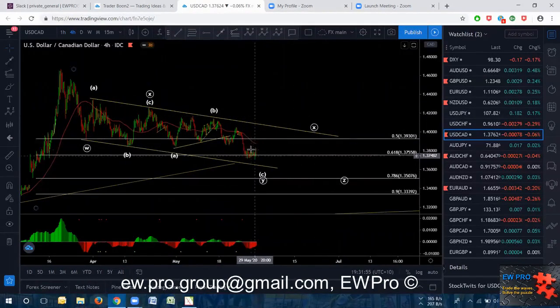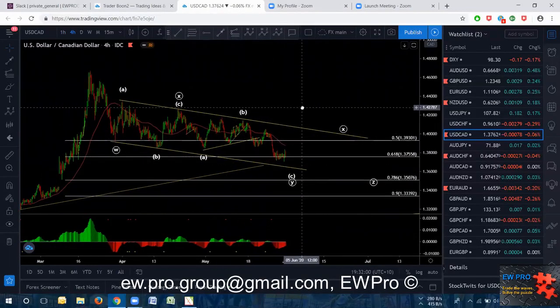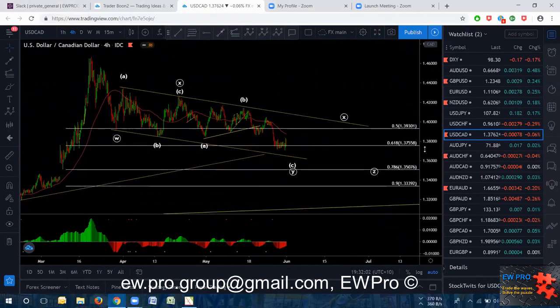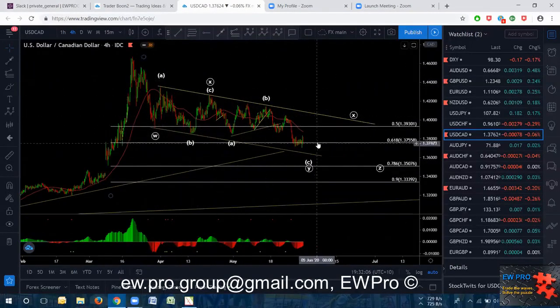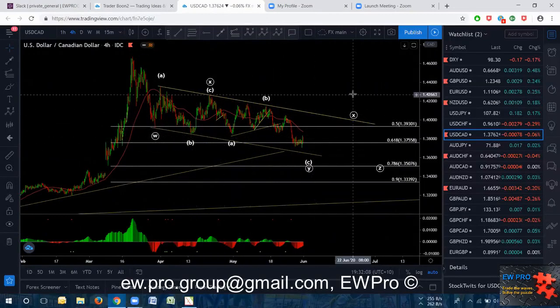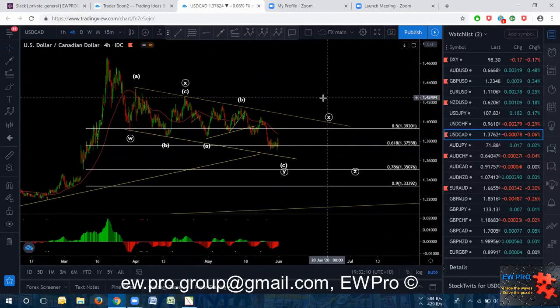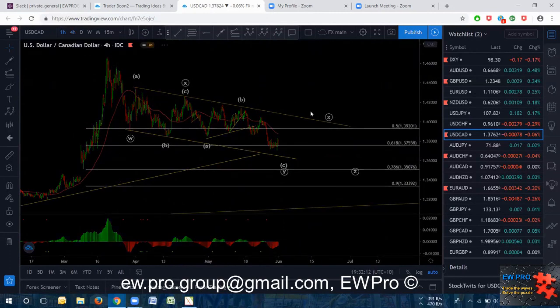Now, this one here, this C wave down in here may not be over. Very difficult to trade. You can see how choppy this is. You're just going to get cut to pieces. Very difficult to trade.